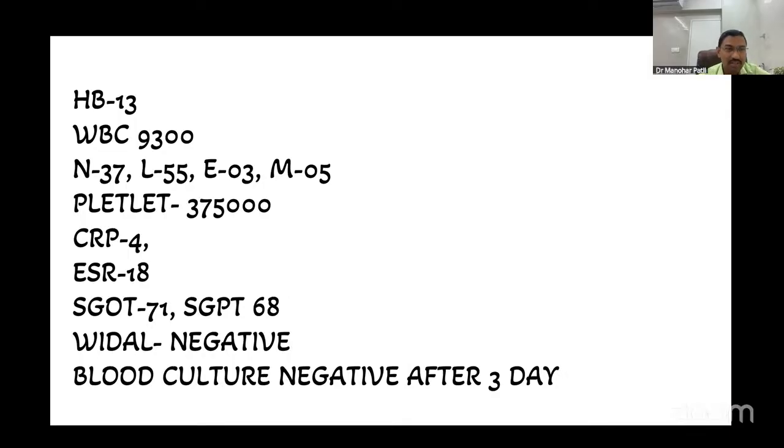Investigation wise, I have admitted the patient. The hemoglobin was 13, WBC 9,300, neutrophil 37, lymphocyte 55, platelet 375, CRP 4, ESR 18, SGOT 71, SGPT 68. Vidal negative, blood culture negative after 3 days. Primary blood culture is negative.